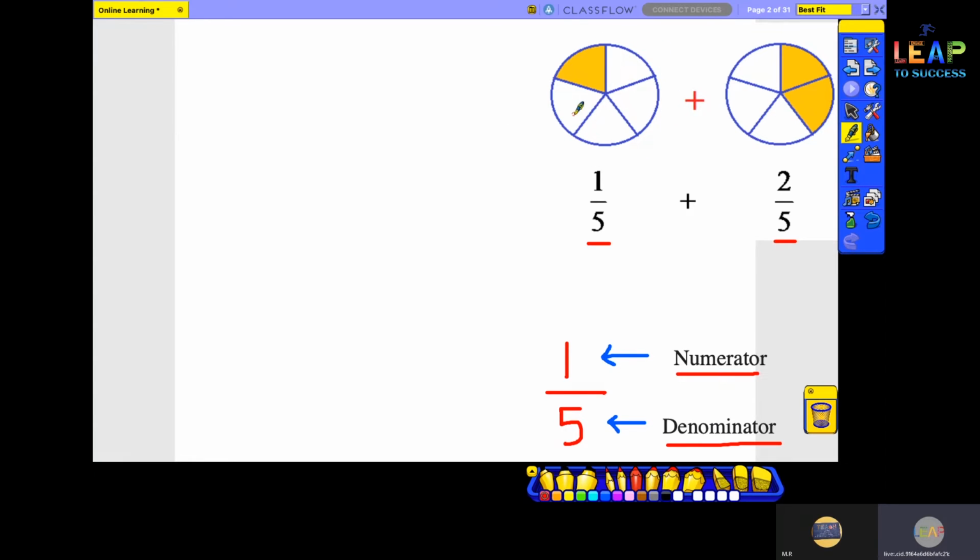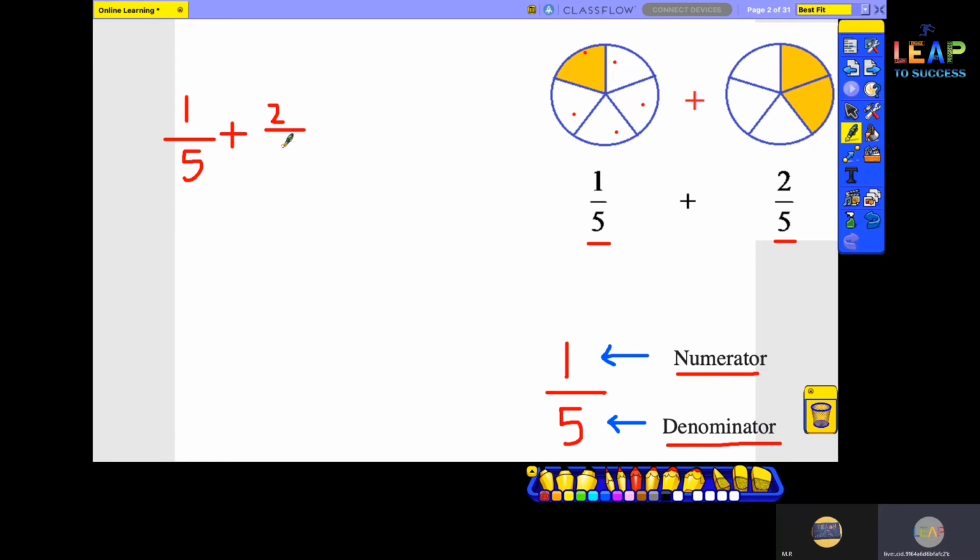So if we look at this, we have 5 equal parts, which represents the denominator, 5 equal parts in total, and one of them is shaded. So that represents 1 over 5. Same with this, 2 shaded out of 5. So therefore, we are looking at 1 over 5 add 2 over 5.